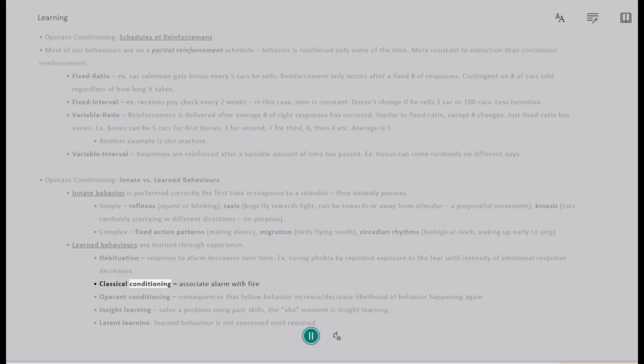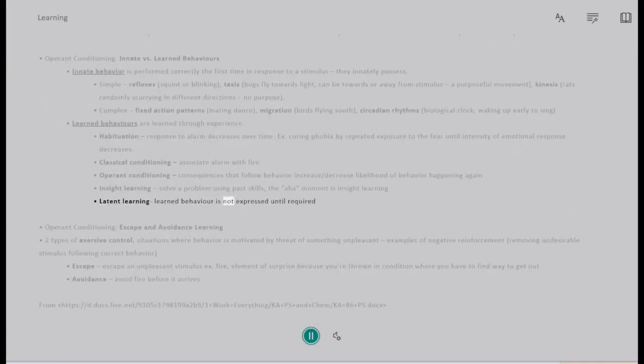Classical conditioning: associating the alarm with fire. Operant conditioning: consequences that follow behavior increase or decrease the likelihood of the behavior happening again. Insight learning: solving a problem using past skills; the aha moment is insight learning. Latent learning: a learned behavior is not expressed until required.